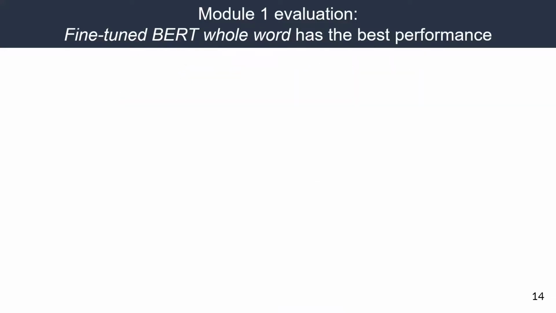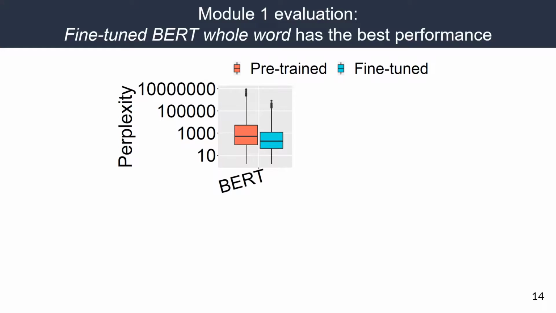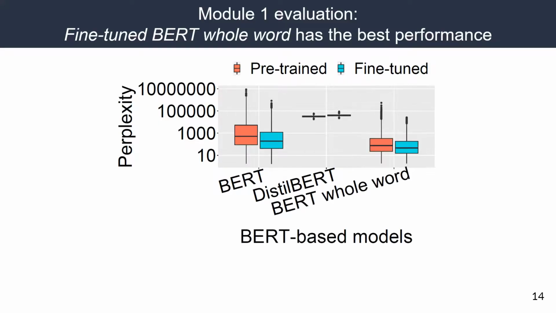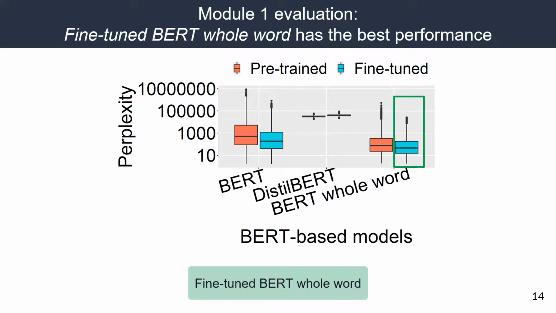Among the neural language models, we found that the fine-tuned version of the BERT whole word has the best performance. You can see here in a similar plot that for BERT, the fine-tuned version is a little bit better. For DistilBERT, both versions perform much worse, but for the BERT whole word, they have lower perplexities, which means they have better performances. In the end, the fine-tuned BERT whole word has the best performance here.